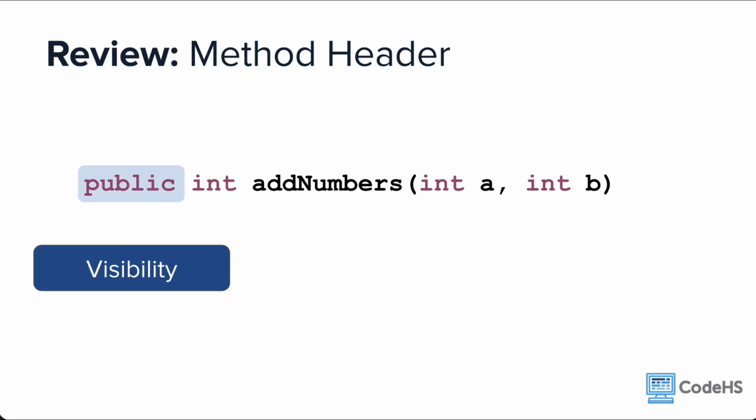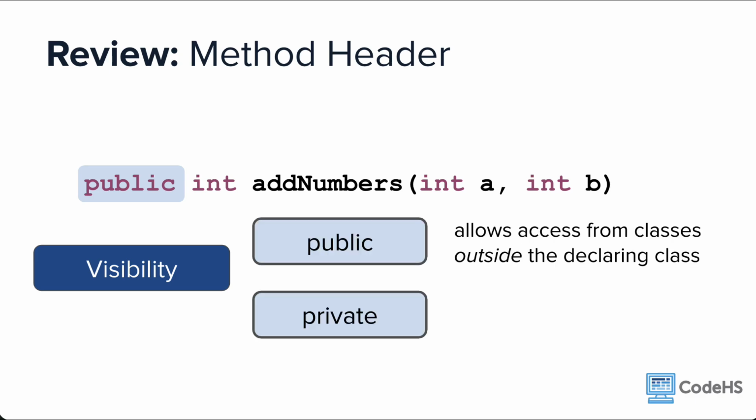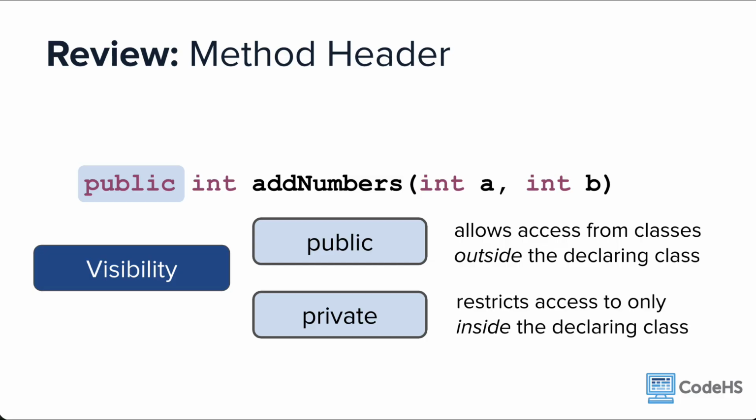Finally, the method header starts with a visibility statement, which can either be public or private. A public method allows access from classes outside the declaring class, and a private method restricts access to only inside the declaring class. You will usually set the visibility to public, but there are times when you might want to set a method as private, such as creating a helper method within a class.